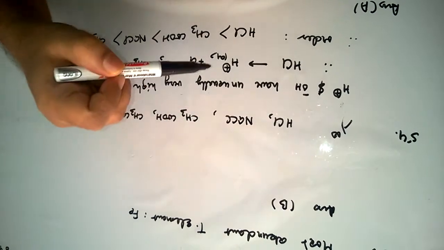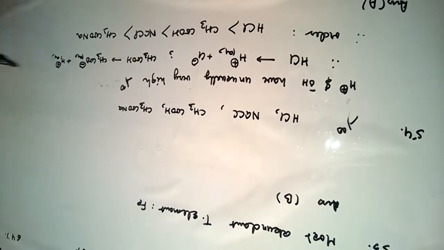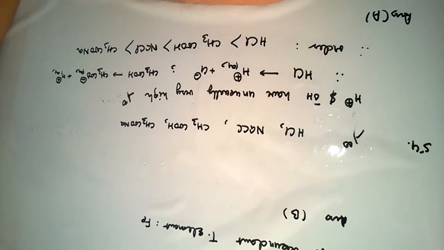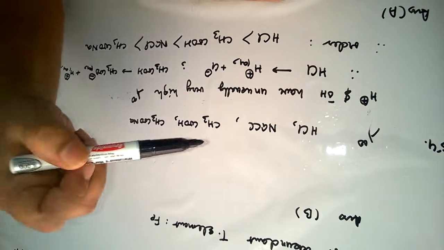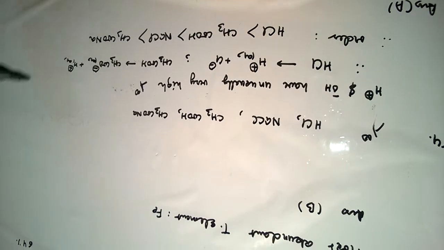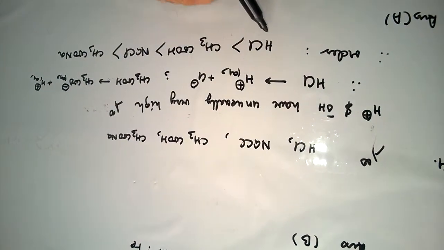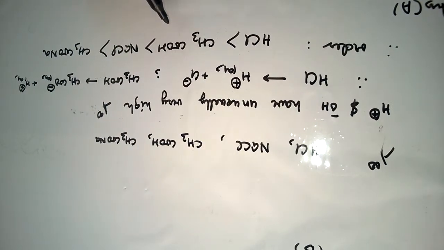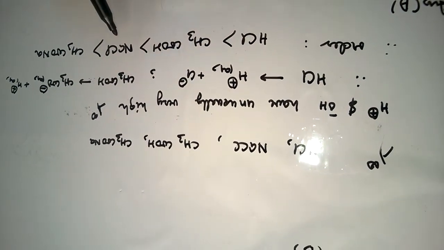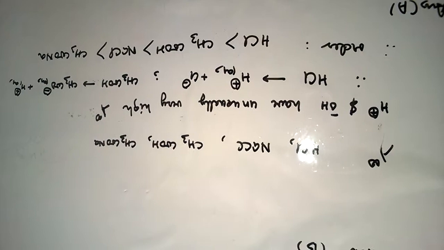and therefore HCl, which furnishes H plus ion, and acetic acid, which furnishes H plus ion, they both have very high limiting molar conductivities compared to other salts like NaCl and sodium acetate, and hence the order as per the question is HCl having maximum limiting molar conductivity, followed by acetic acid, both are acids, then salts, sodium chloride and sodium acetate.